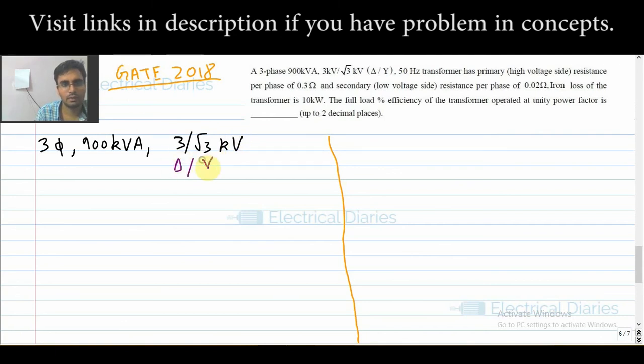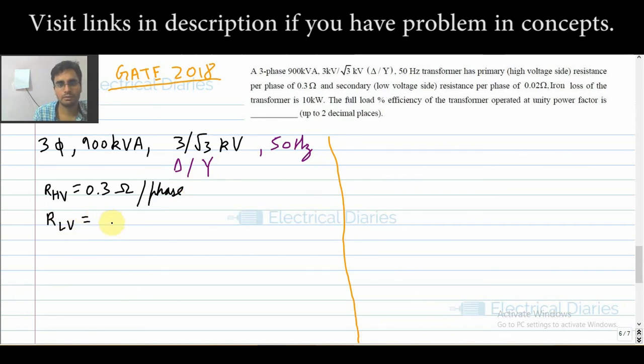Okay, always in 3-phase questions, the major mistake that you can make is in taking phase voltages and line voltages. So you have to remember those things only. And the frequency is given as 50 Hertz. The resistance of the high voltage side is RHV 0.3 ohms. It's per phase. Yeah, it's per phase. Okay, these are important things. And the low voltage side resistance is given to us as 0.02 ohms per phase.